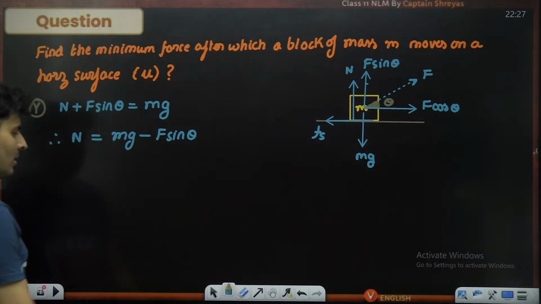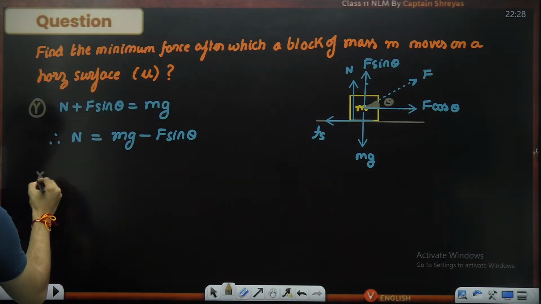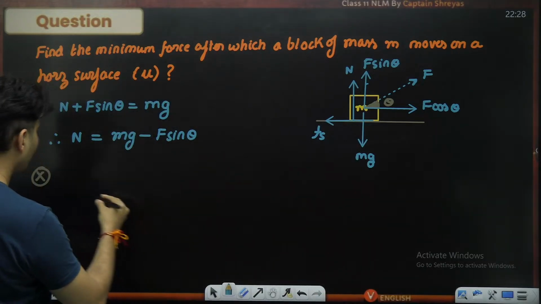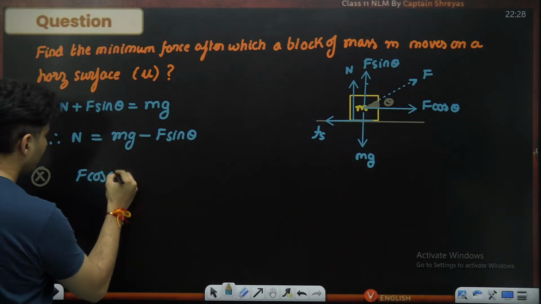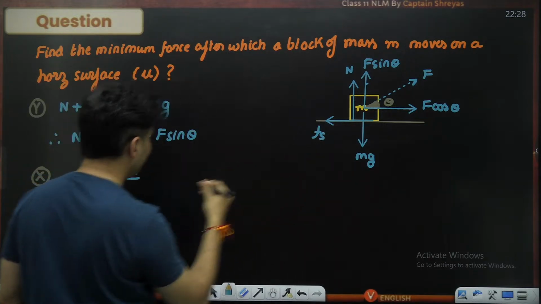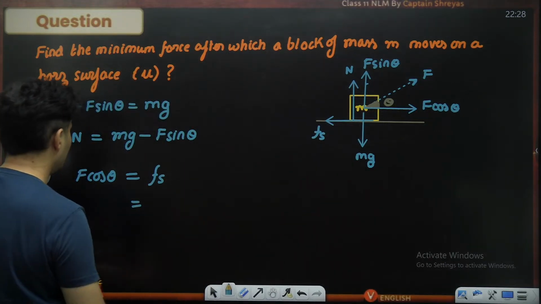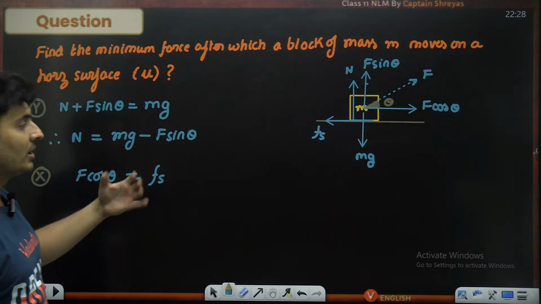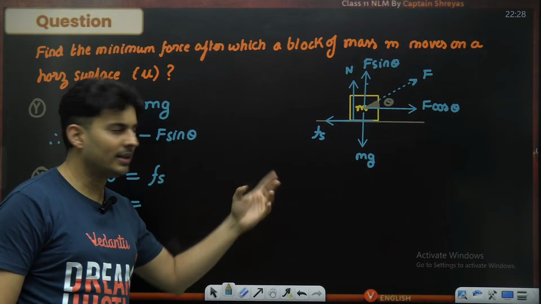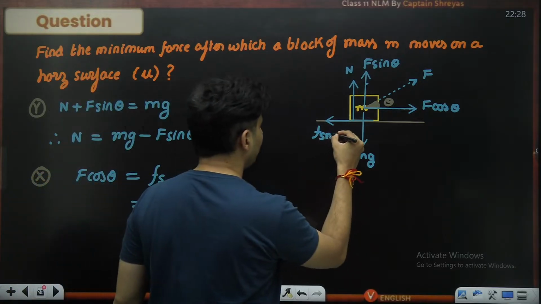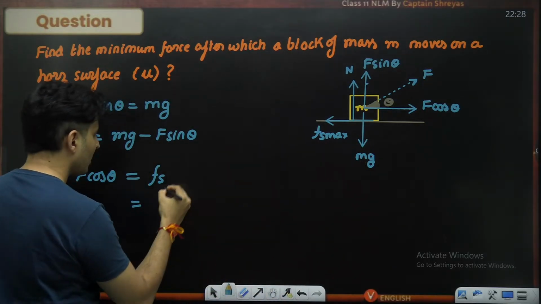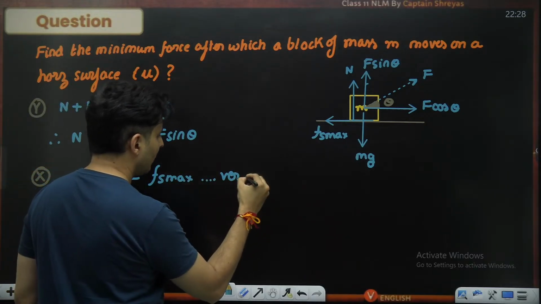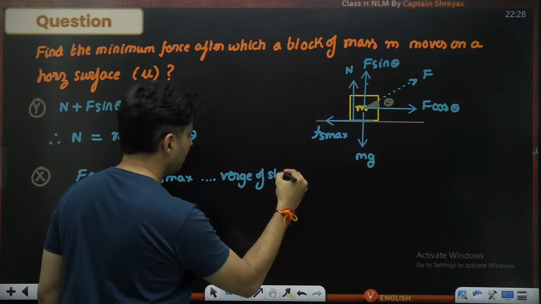Okay, amazing. What about the x direction, sir? So in the x direction, you will notice there is only F cos theta, which is balanced by Fs. But if I want the force to be just enough to pull it, this Fs will then become Fs max. It is the limiting friction. So this will become limiting friction. It is just on the verge of sliding, on the verge of slipping or sliding.